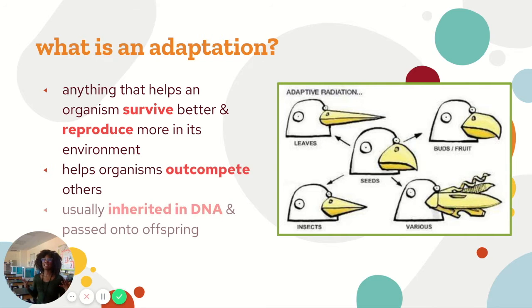So what exactly is an adaptation? An adaptation is going to be anything that helps an organism survive and reproduce more or better in its environment. An adaptation helps organisms outcompete, so compete better than the next guy. Adaptations are typically inherited through DNA and are passed on to children, to offspring.